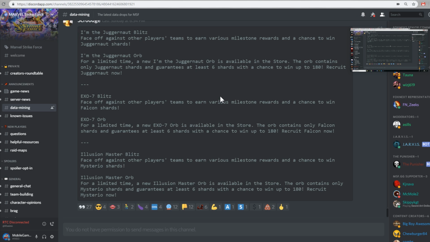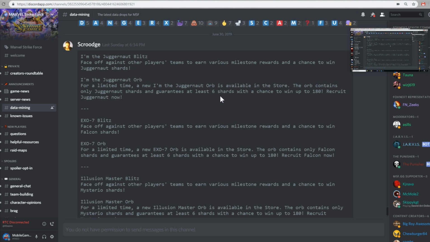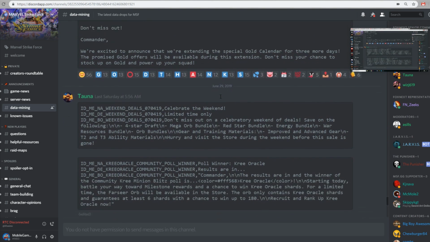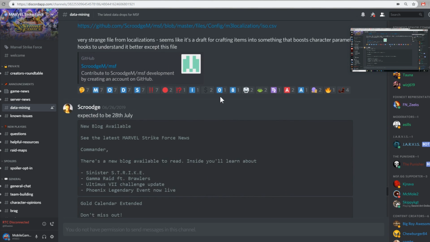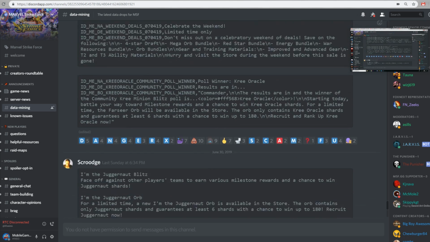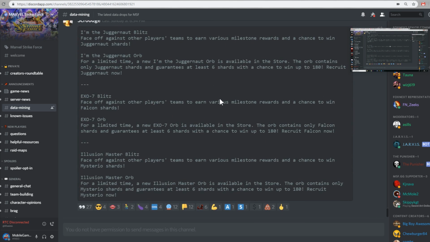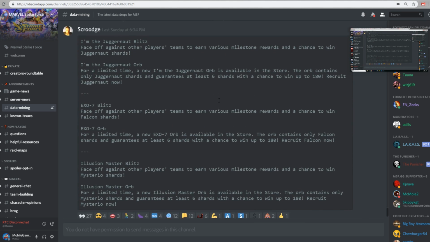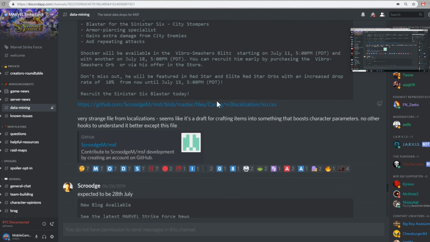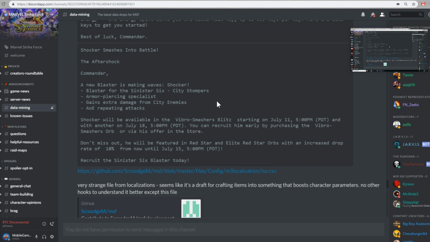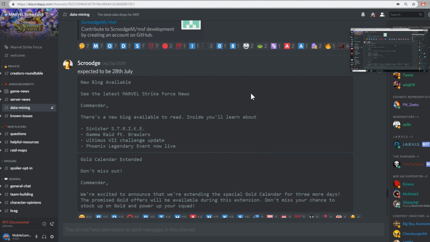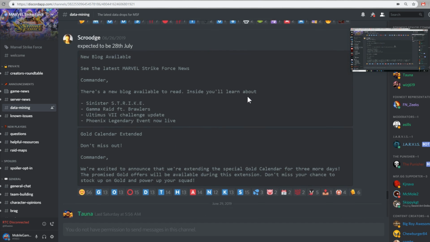Not a fan. Let's talk about the data mine that's coming out. First thing, we're going to be getting Shocker. When's Shocker coming out? According to the data mines, Shocker will be in Blitz on the 11th and the 18th of July, which means that you've got a little bit of time to prep for the Shocker Blitz, but also it looks like they're returning to doing featured character blitzes on Thursdays. So that's good. Definitely my preference.